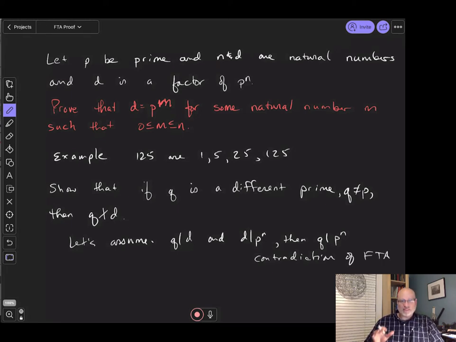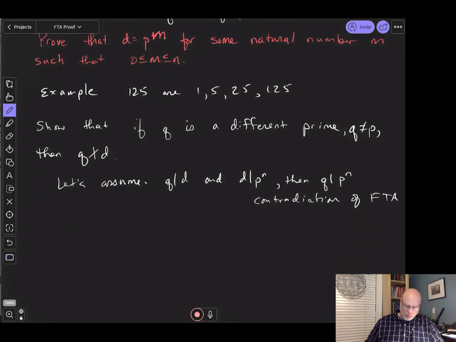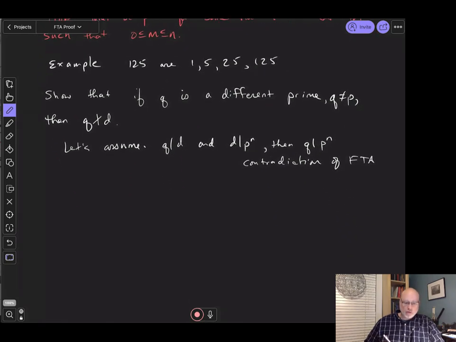So we've established basically that the only prime number that is part of P to the N is P. There are no other ones in there. So that's the first part of it. The second part that we're going to look at now says that only P can divide D.